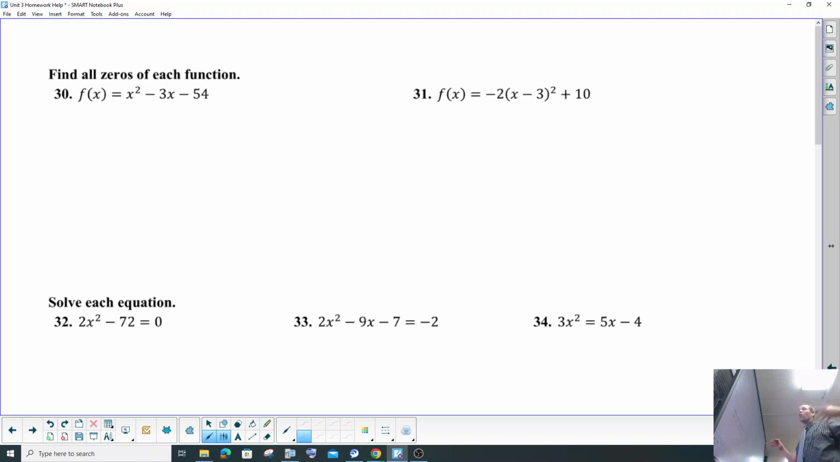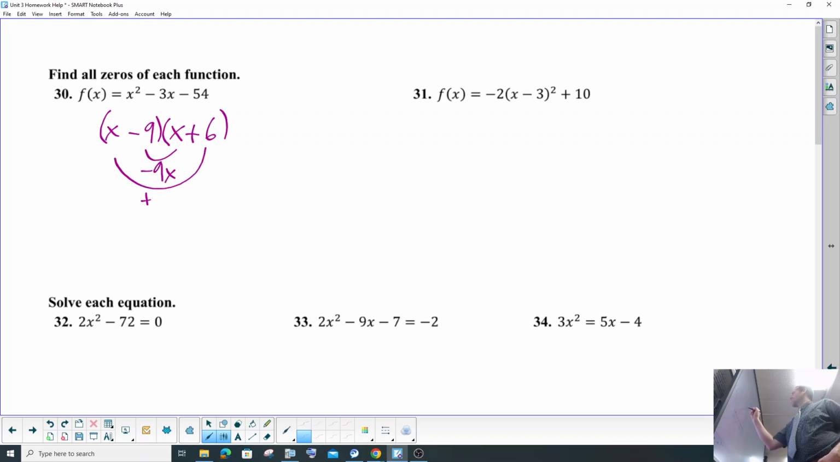Okay, so find all the zeros. You might have to complete the square. You might have to factor it. And you might have to do the quadratic formula. But always try to factor first if you can. Pause me. Try to factor it first. x and x. What are factors of 54? So 9 times 6 is 54. Sign of the middle term goes with the bigger number. Negative 9x and positive 6x is negative 3x. Bingo. So there's our right answer there.